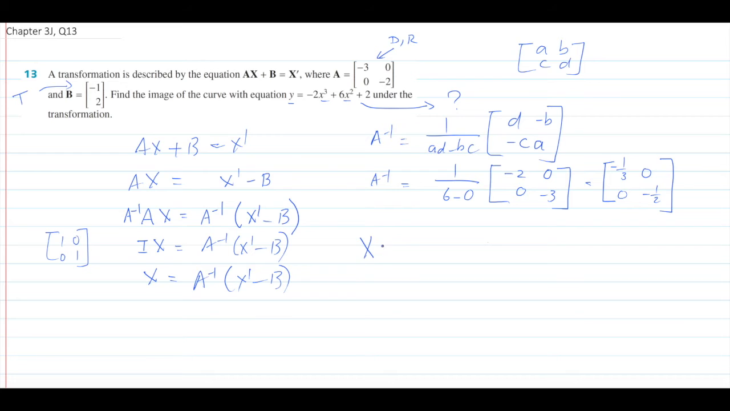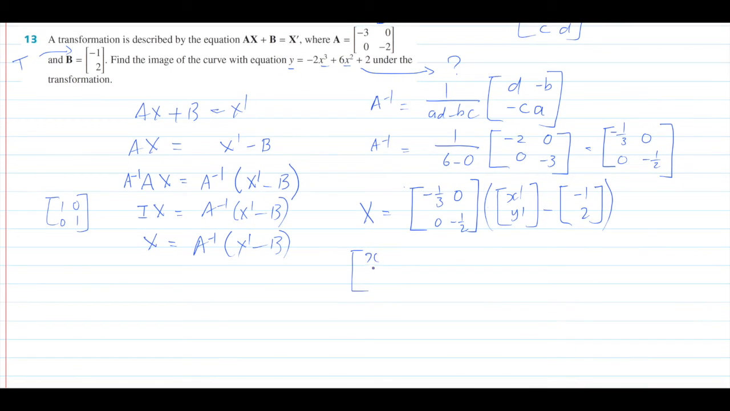We have x, or in this case x, if you want to put it in matrices, I'll show that later. But this is your A inverse, negative 1 on 3, 0, 0, negative half, multiplied by the bracket, x prime, which is your new x and your new y, minus b. So what is b? Well, b is negative 1 and 2, right? So negative 1 and 2, put that in there, and this is where I wanted to show you.